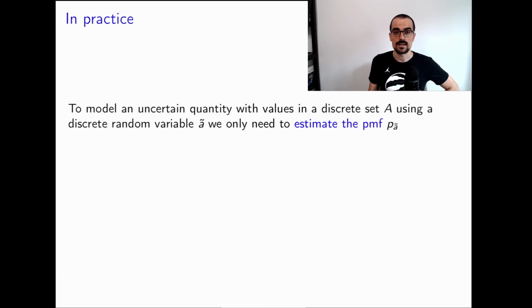In practice, when we have some data, in order to model an uncertain quantity that has values in a discrete set, because this is the point of this whole endeavor, we're just going to estimate its PMF. Because we have just shown that afterwards, if I want to compute probabilities of interest about this random variable, or the PMF of a function of this random variable, all I'm going to need is the PMF of the random variable. So that's what I'm going to estimate directly from data. Nothing about this underlying probability space.